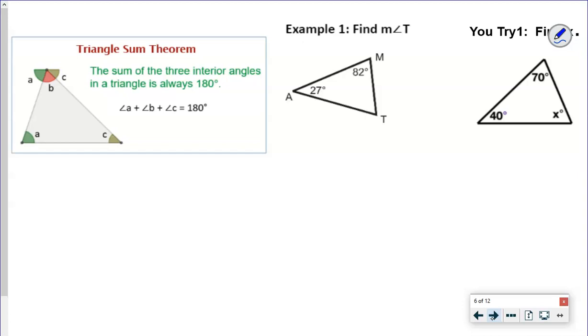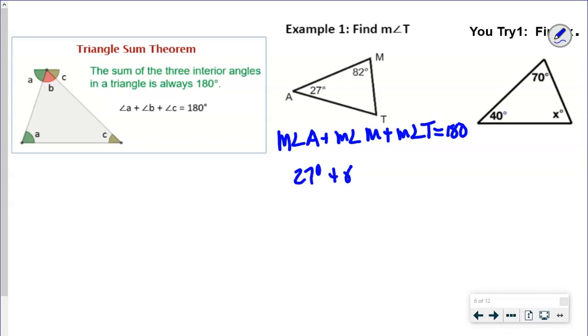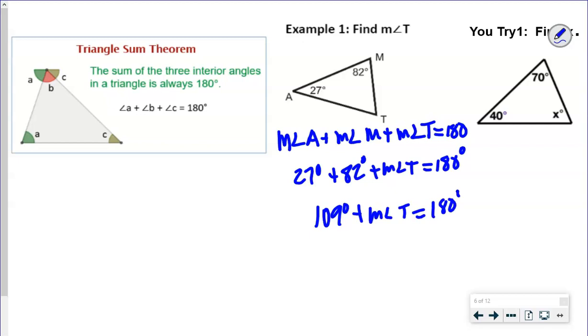So if I was to write this, I'd say the measure of angle A plus the measure of angle M plus the measure of angle T equals 180, right? Okay, so that means I've got 27 here, and then I've got 82 here, and then I've got the measure of angle T, and it's equal to 180, right? So 27 plus 82 is 109, right? And then plus the measure of angle T is equal to 180. So when we subtract 109 from 180, the measure of angle T is going to be equal to 71 degrees, right? Okay? So again, remember that if we can add the two angles together, then we can subtract them from 180. So that's the complicated way to do it.